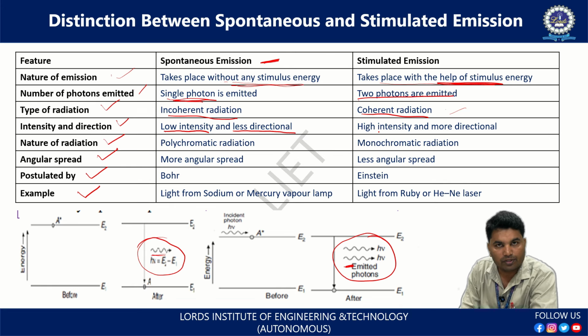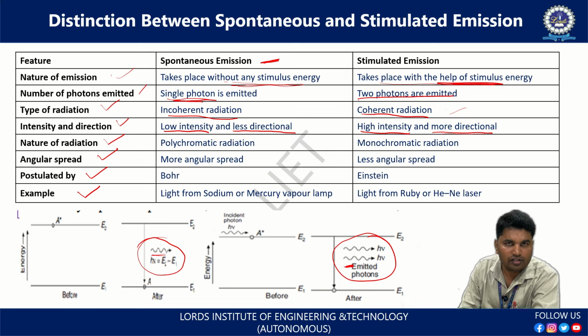When it comes to stimulated emission, high intensity and more directional. Since the light is having a constant phase difference, it means a single beam of light. When there is a single beam of light, directionality can obviously be seen and it is possible. When it is highly directional, then a certain amount of intensity can be observed. In such a scenario, we are calling this high intensity and more directional.